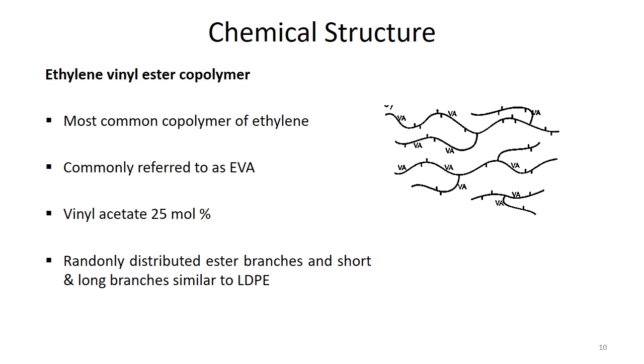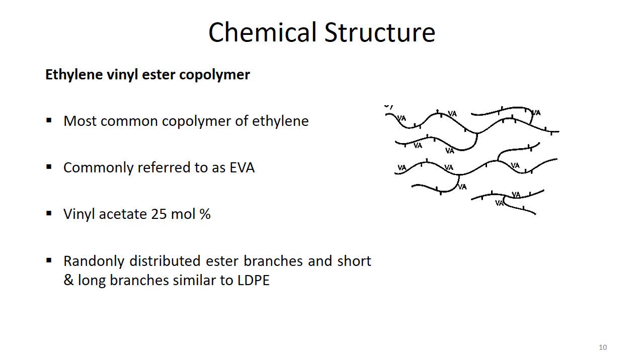Next comes the ethylene vinyl ester copolymer. In the case of ethylene vinyl ester copolymer, the structure is shown here, and the most common copolymer of this type is ethylene vinyl acetate, which we normally refer to as EVA. In this type of polyethylene, the ester branches are indicated by the symbol VA. As you can see here, we have some ester branches, and they are also connecting the two branches.